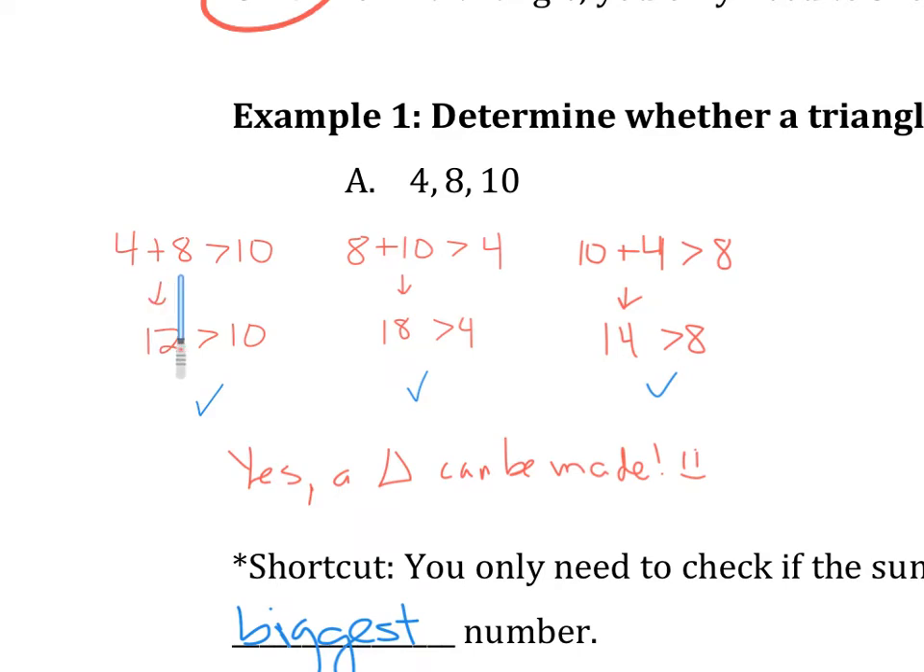This number and this number are both smaller than 10, and so I have to make sure that when I add them up, it is actually bigger, which in this case it was. So in this situation, I take my smaller number plus my other small number, and that has to be bigger than the biggest number, okay?